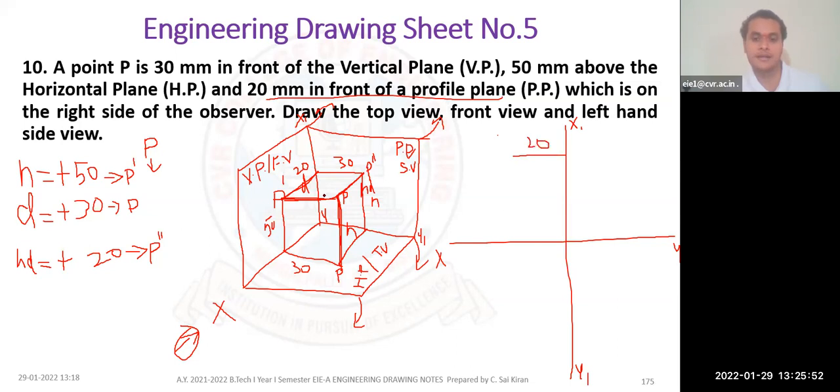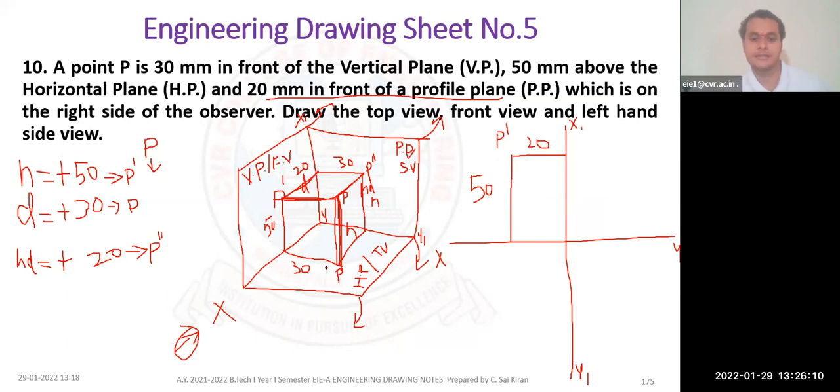20 mm, and this vertical height should be 50. I should measure that this vertical height should be 50. Where the vertical 50 line and horizontal 20 lines are meeting, at that point I will be marking my point as P dash.